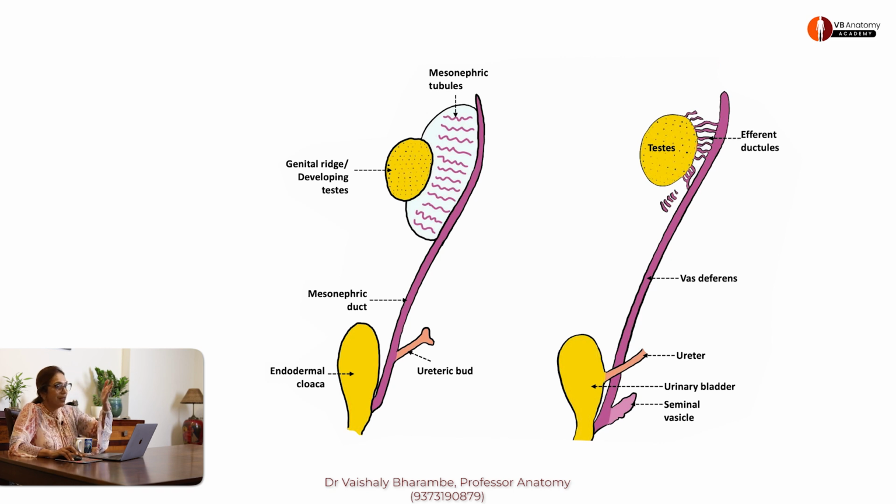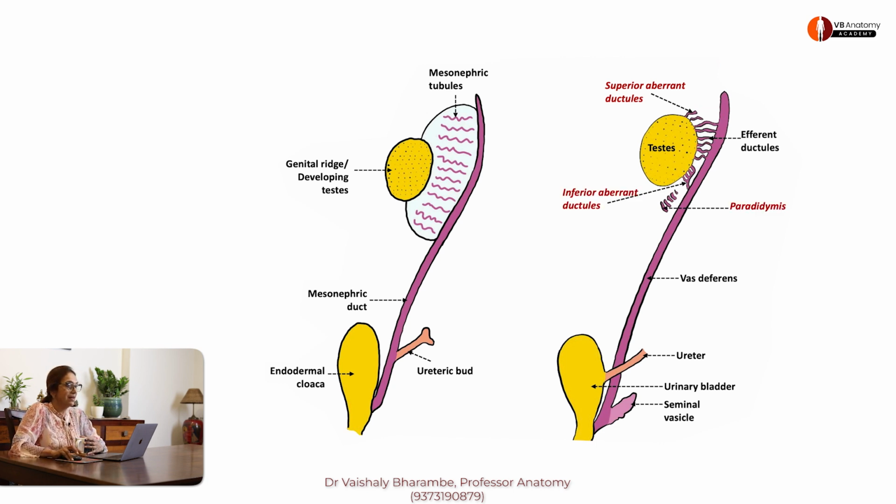The proximal and the lower mesonephric tubules don't form efferent ductules, but they form remnants which are called superior aberrant ductules, inferior aberrant ductules and paradidymis. So these are remnants. Okay, they're not part of the male reproductive system. They are remnants of the mesonephric tubules. This is asked in vivas. You must always remember the remnants. Somehow they interest the examiners a lot.